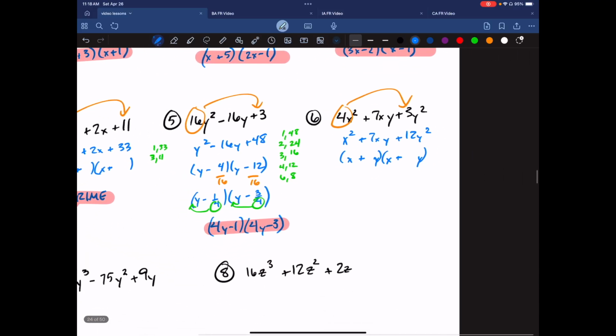Well, even though there's extra terms and stuff like that, this looks exactly like number 1. So let's get into it. It's going to be 3 and 4. And again, I multiplied by 4, so I'm going to divide by 4. 4x plus 3y. And that's going to be x plus 4, x plus y. Okay.